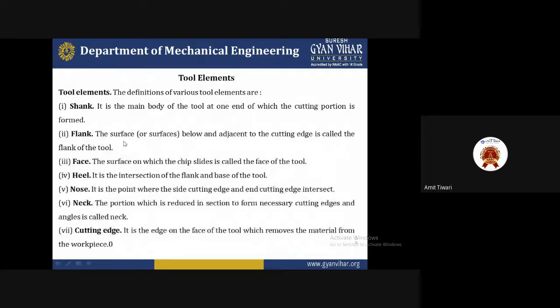Second is the flank. The surfaces below and adjacent to the cutting edge are called the flank of the tool. Where is the flank?